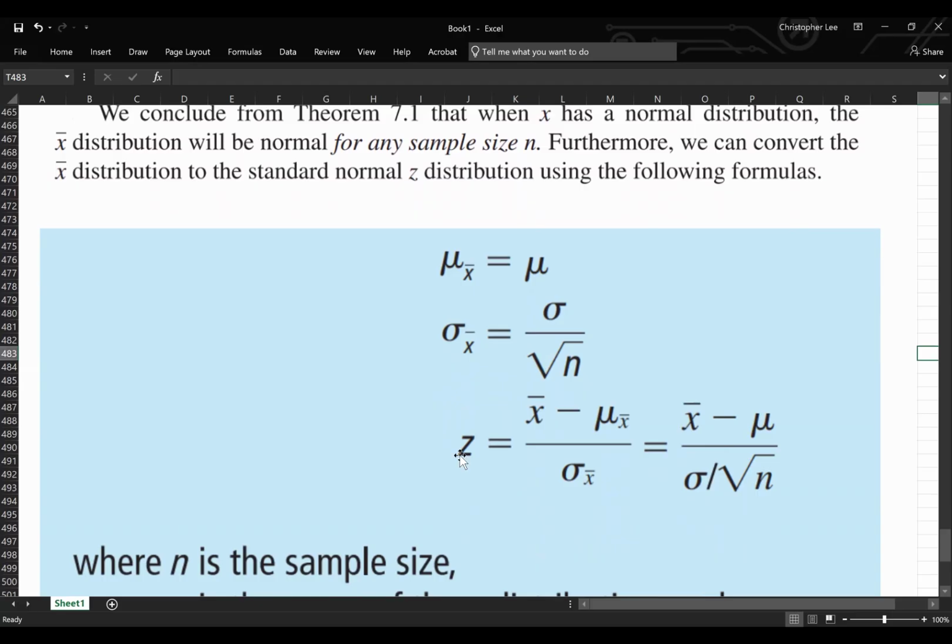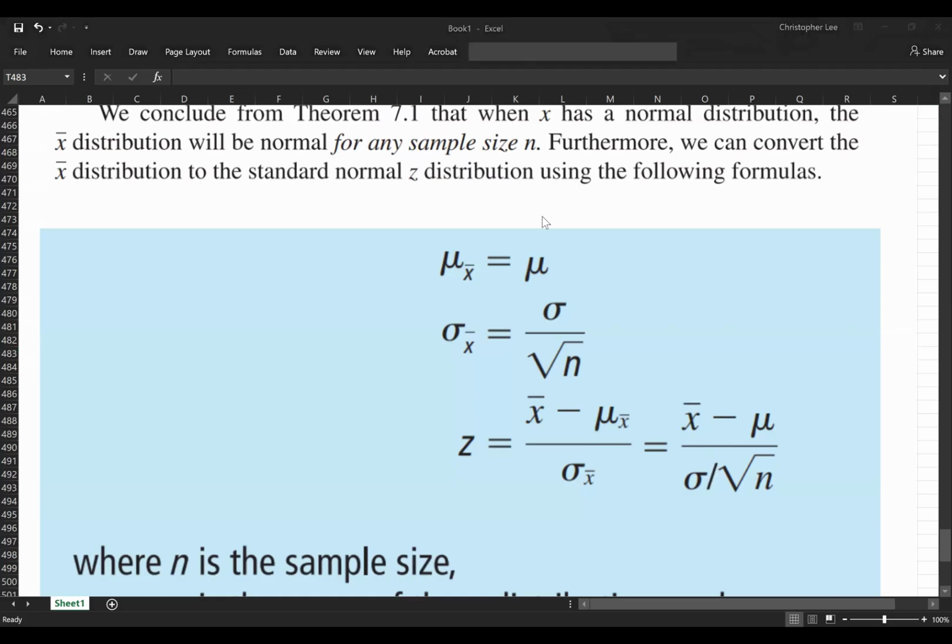Let's put it all together. You remember our old Z formula was just Z equals X minus mu over sigma. Now we have Z equals X bar, the sample mean, minus the mean for the sampling distribution, divided by the standard deviation for the sampling distribution. Or very simply, it's X bar minus mu over sigma over the square root of n. This is on your formula sheet. Let me show you guys where real quick. Just bear with me one second.